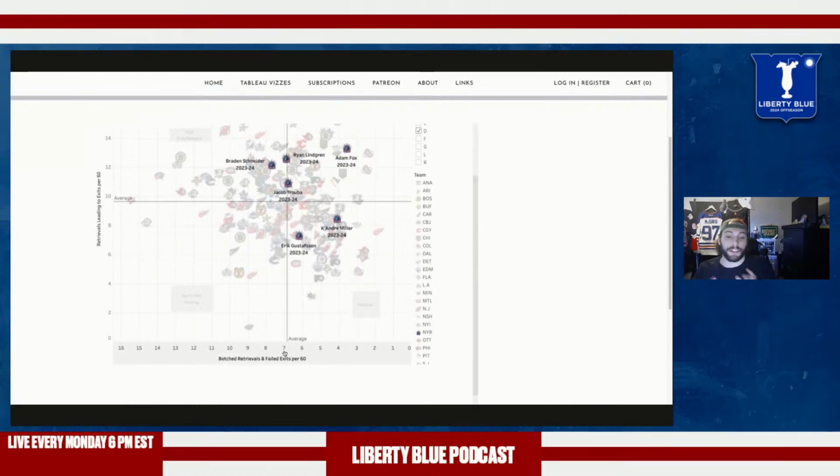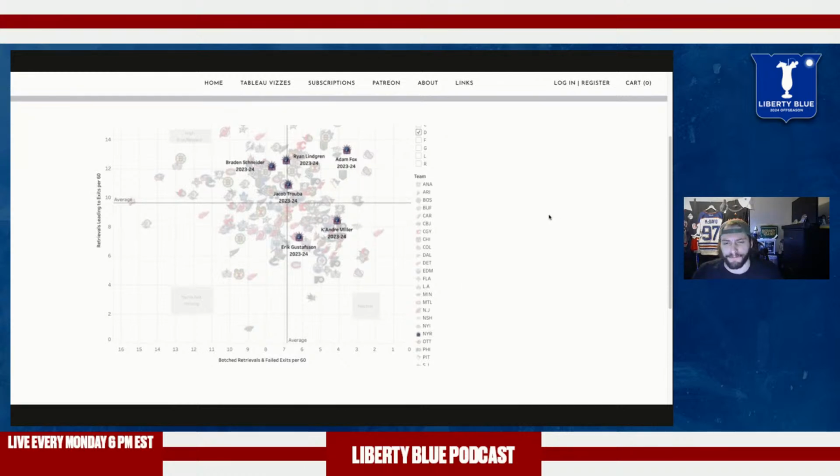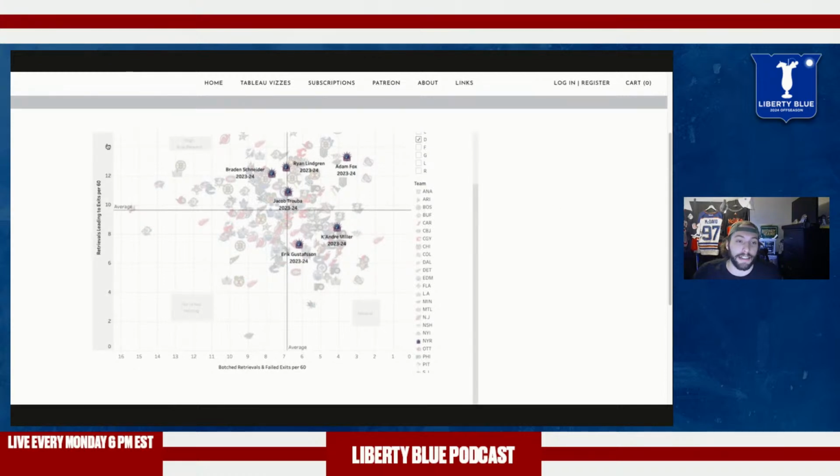Left to right is retrievals, botched retrievals, and failed exits, which means unsuccessful zone exits, which means the puck goes into the Rangers zone and the defenseman in question goes to play it, and they either lose the puck battle or they try to clear the puck and fail to clear the puck out of the zone, and the other team maintains possession. Up and down, retrievals leading to exits. So how many times do they get the puck and the Rangers get out of the zone cleanly in this case, because we're talking about Rangers defensemen. So you see, left to right, you want to be closer to the right, and retrievals leading to exits, you want to be top right.